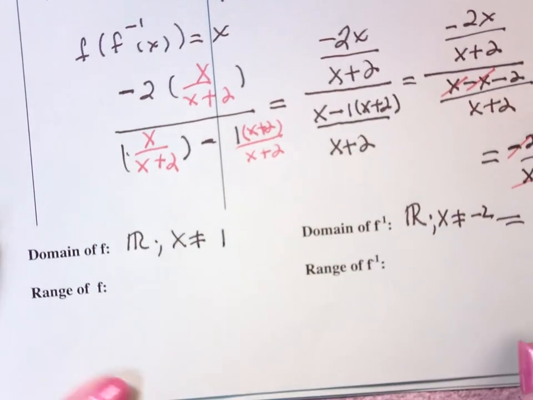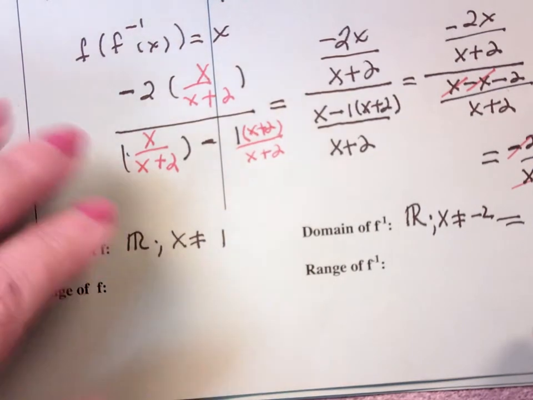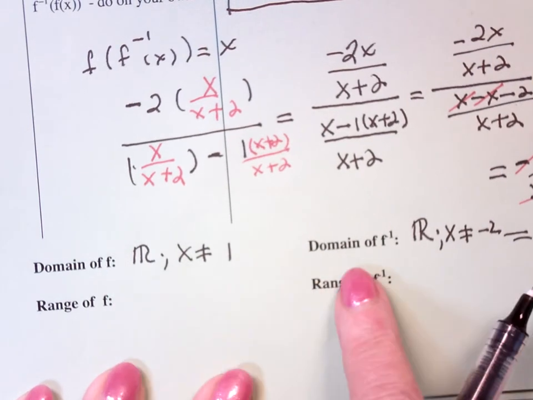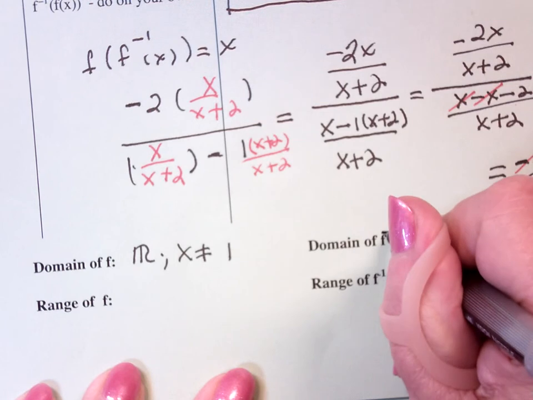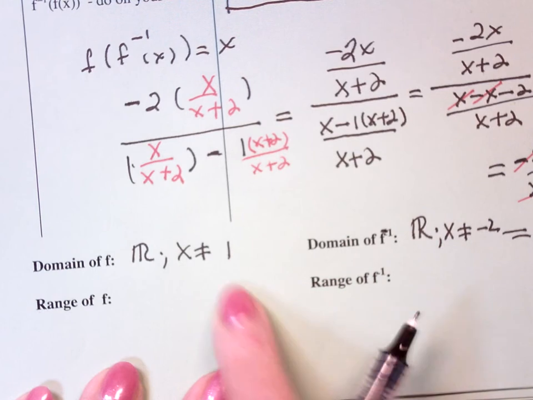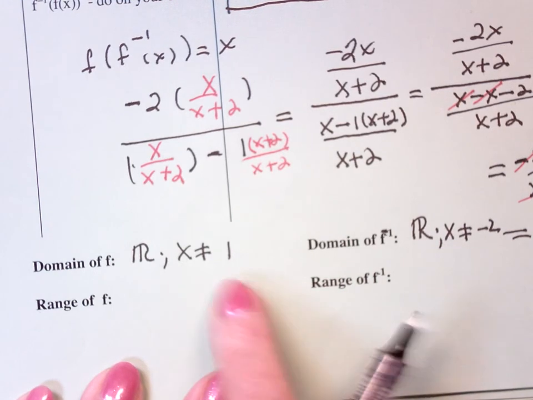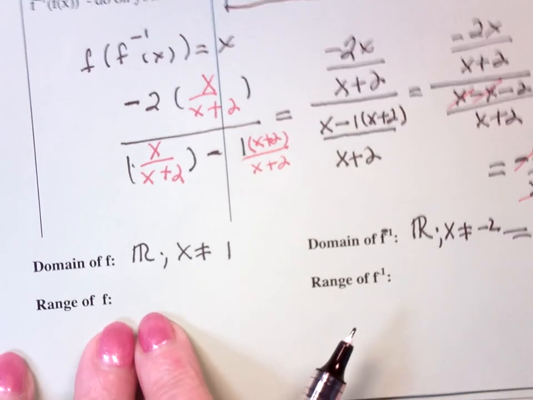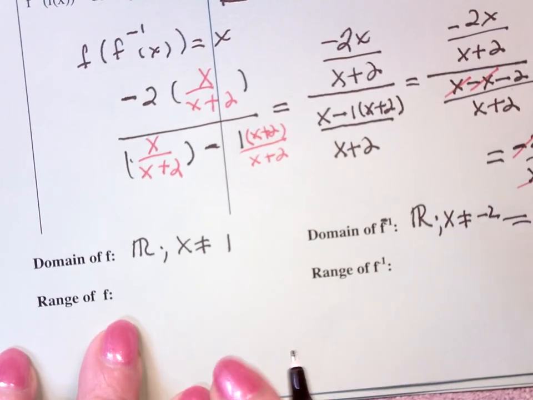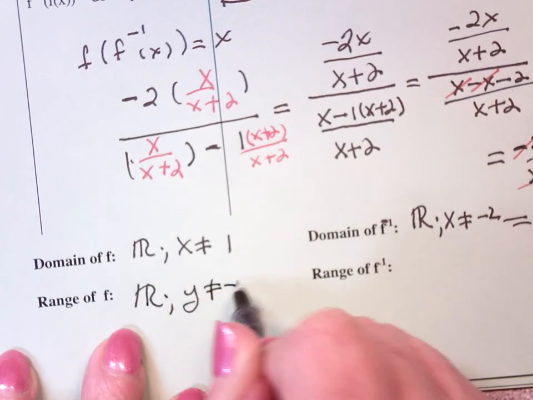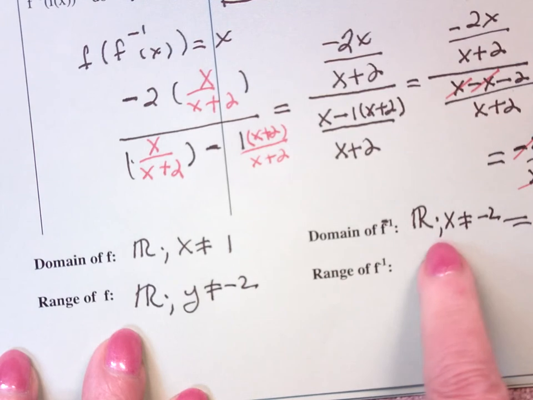Now I could draw a picture, but what I realize is this: the domain of the inverse is the range of the original function. So if I'm going from x can't be 1 to x can't be negative 2, what's the range of the original function? Y can't be negative 2. Because this guy's the range of the original function.